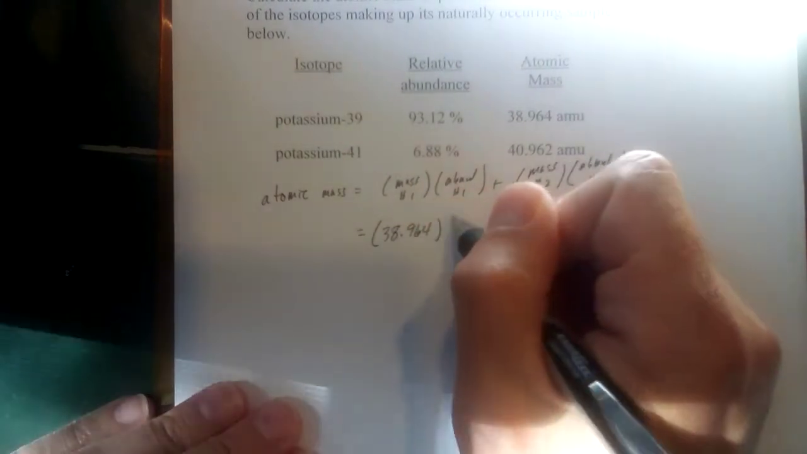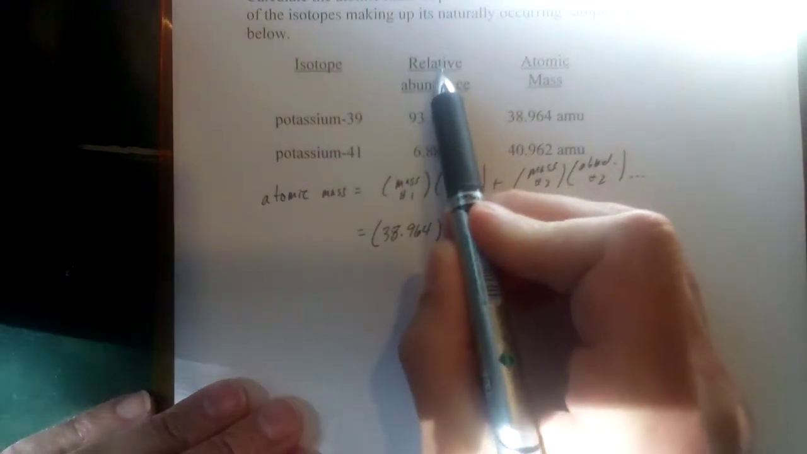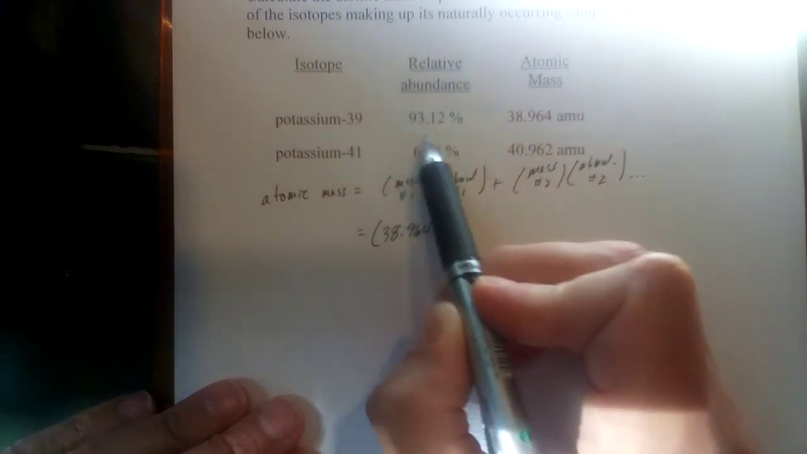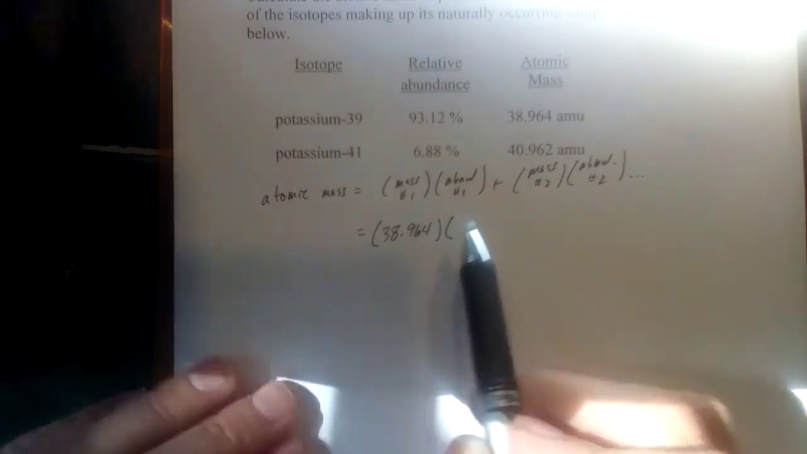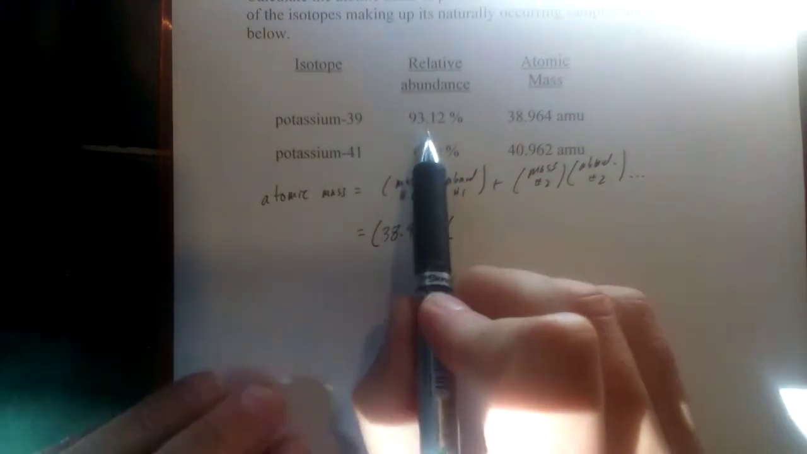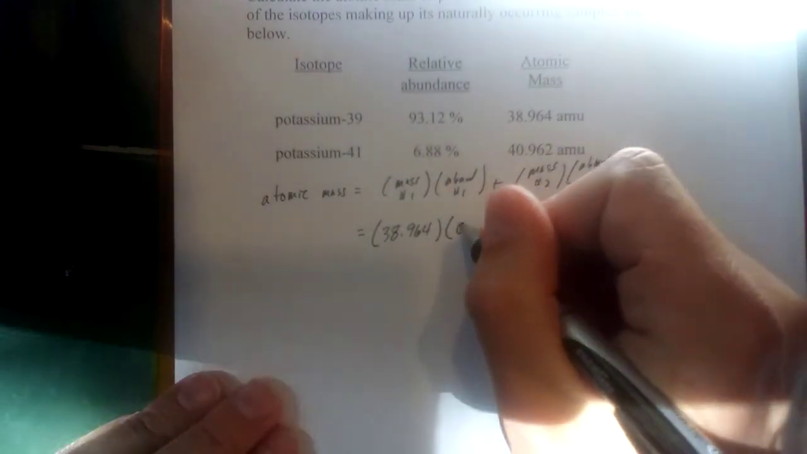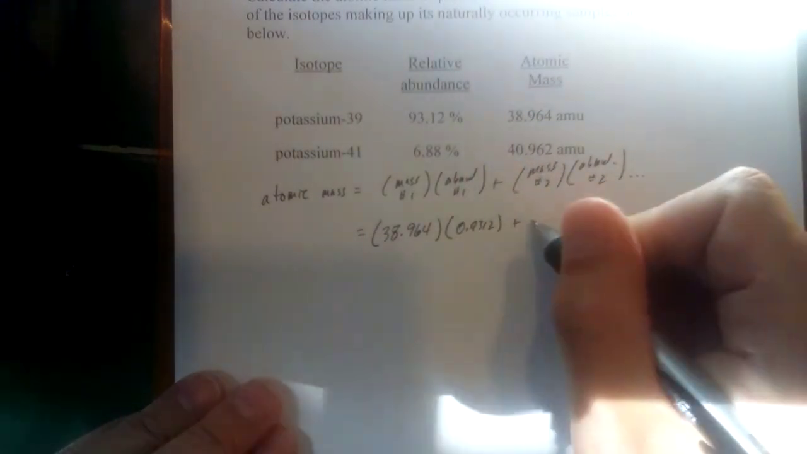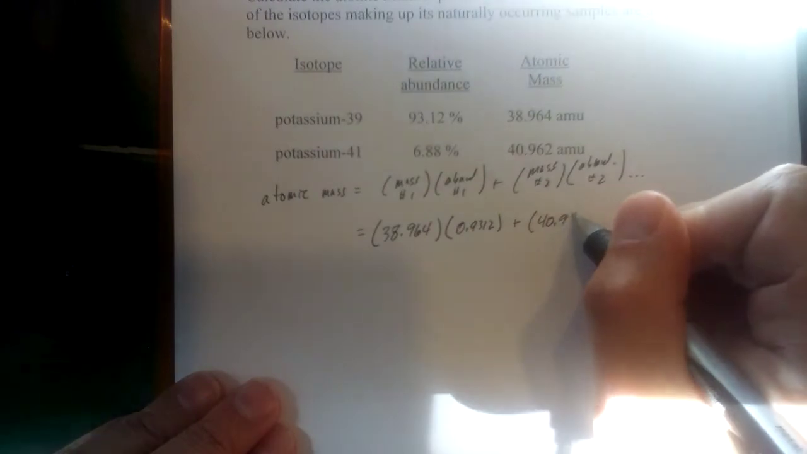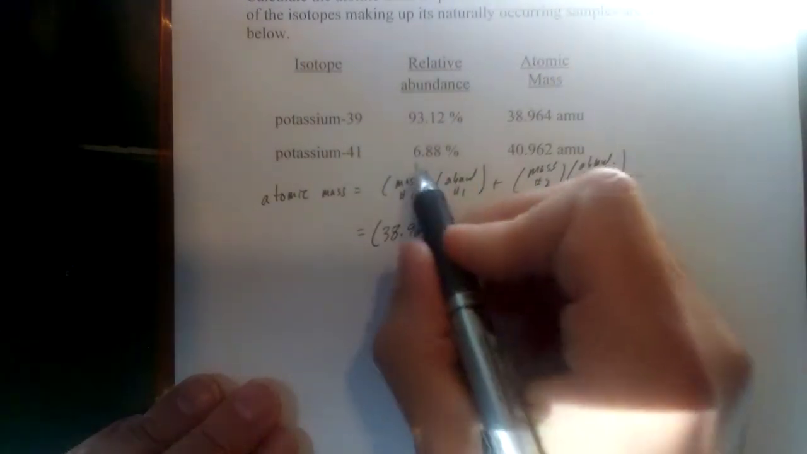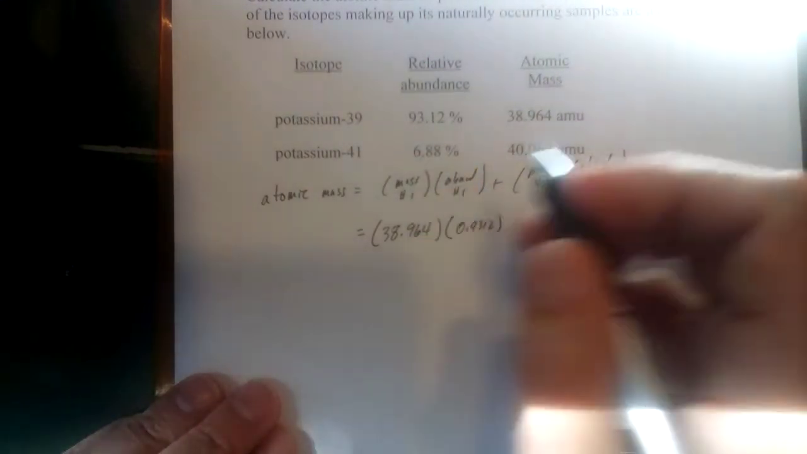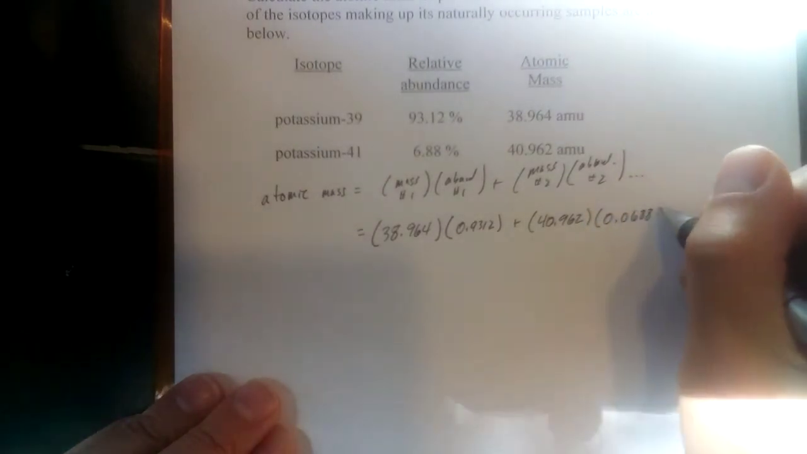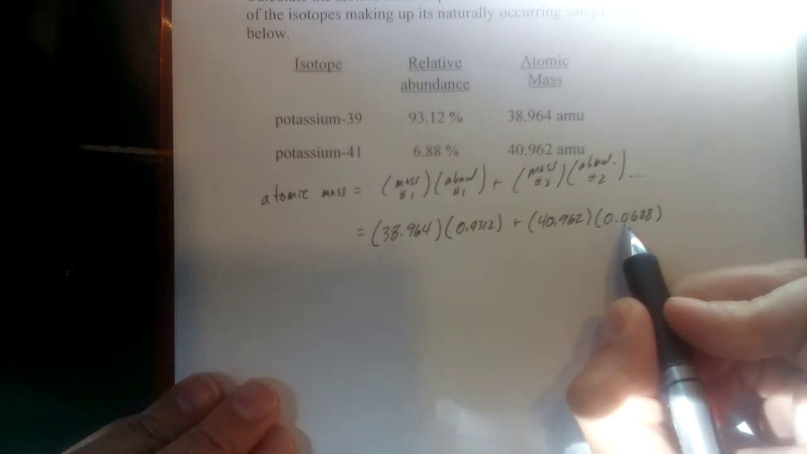38.964. And the abundance, relative abundance, is describing the fact that there's a percentage here. We don't want a percentage in this calculation because that's artificially multiplied by 100. So if we pull out the 100, the abundance is 0.9312, right? And then do the same for the other isotope, 40.962 atomic mass units there. And if we divide that one by 100, that would be 0.0688, right?